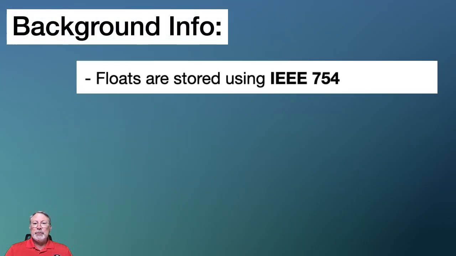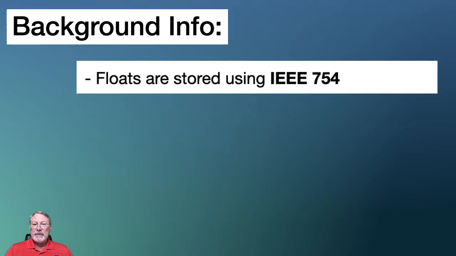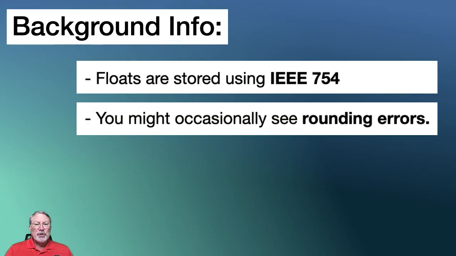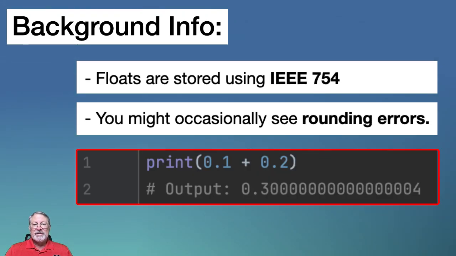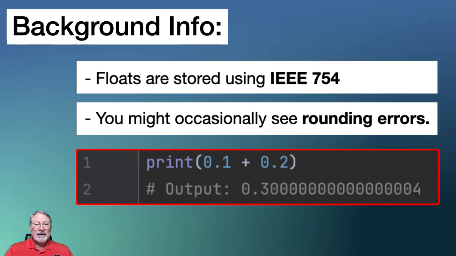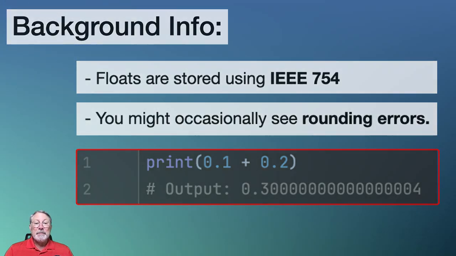Floats are stored in your computer using a format called IEEE 754, which is a standard way to represent real numbers in binary. But because binary doesn't always perfectly represent decimal fractions, you might occasionally see something known as rounding errors. For example, here we add 0.1 plus 0.2, and note instead of getting exactly 0.3, we have a little bit of a rounding error way over to the right. That's weird, but it's totally normal in floating point math. We'll talk more about handling that in a bit.